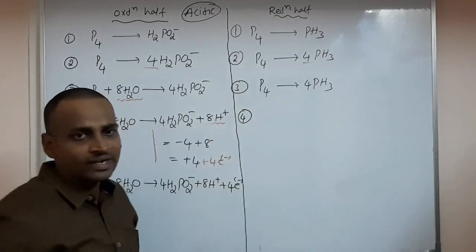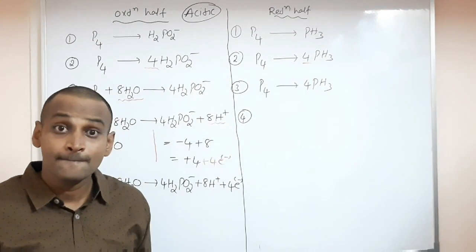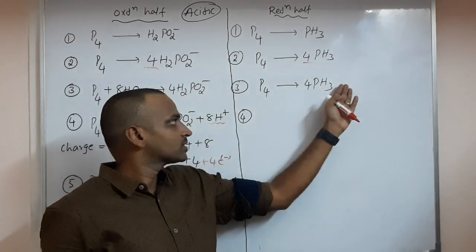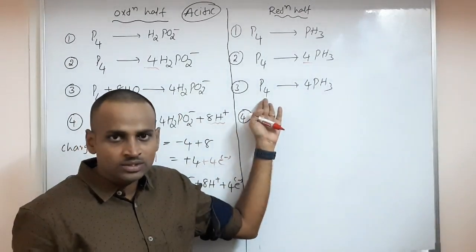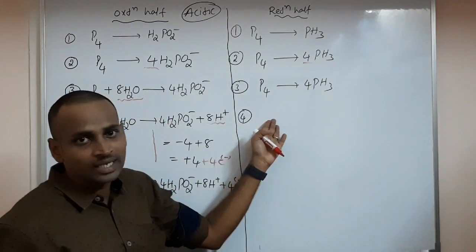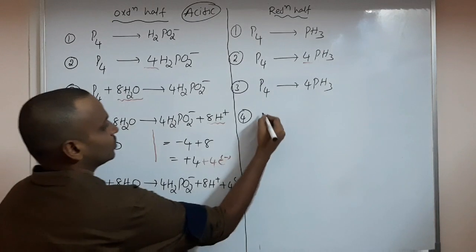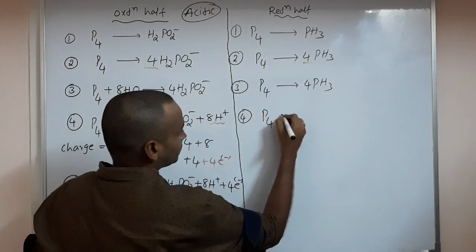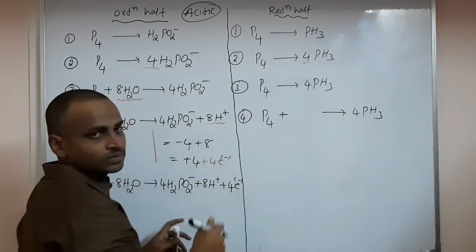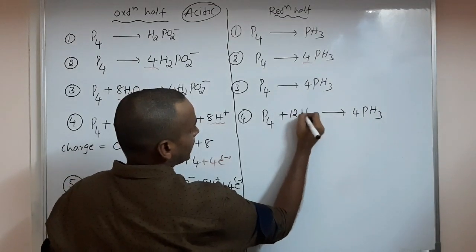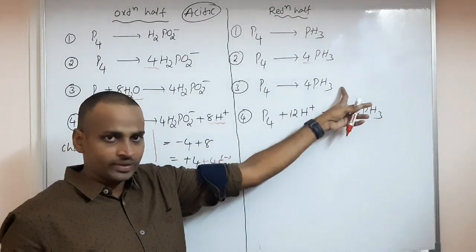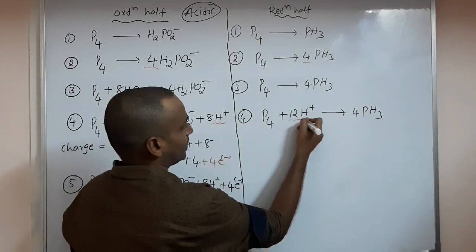Fourth step is balancing of hydrogen in acidic medium, means H plus ions I have to add. 4 3s are 12. In the reactant side no hydrogen. So those many H plus ions I have to add on the reactant side. So P4 plus, 4PH3, 4 3s are 12. So 12 H plus ions I have to add, because here no hydrogen, and on the product side I have 12 hydrogens.